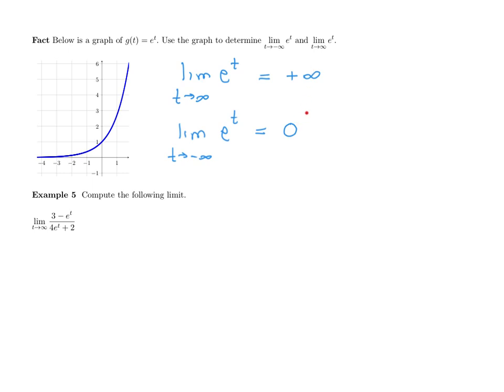How can these facts help us solve this limit? So here we have 3 minus e to the t over 4e to the t plus 2. I'm actually going to use the same trick that we did in the previous problems. I'm going to locate the variable in the denominator that has the largest exponent. And here, that is actually e to the t. So the trick will be the same. I will take my limit as we approach infinity, and I'm going to divide every single term by e to the t.